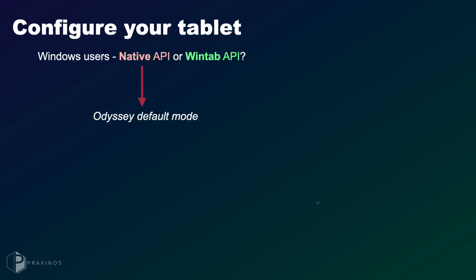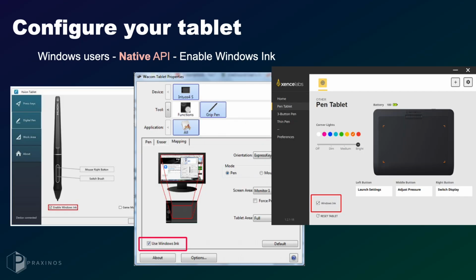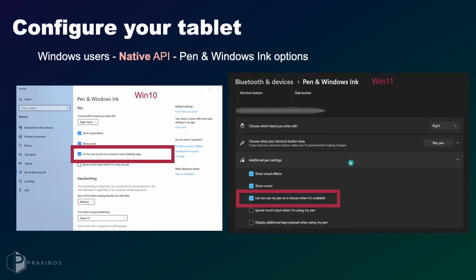If you are on Windows, you will have the choice between two API modes, Native and WinTab. Native is the default mode, and it will work properly if the following options are ticked. In your tablet drivers, make sure the option Windows Ink is enabled. If your tablet does not have this option, it usually means that it is enabled by default. In Windows settings, make sure your pen can be used as a mouse. The implementation of this setting depends on your OS version.